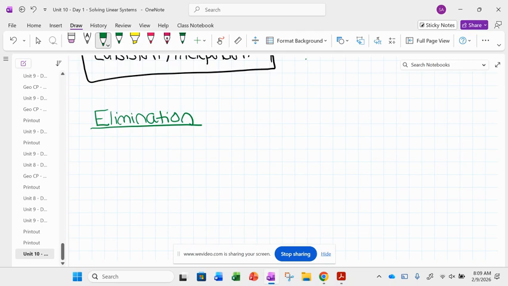Okay, so now we're going to solve through elimination. Let's say I have 2x minus 4y. Actually, sorry. Let's have 5x minus 2y equals 20. And 7x equals -4y plus 1.